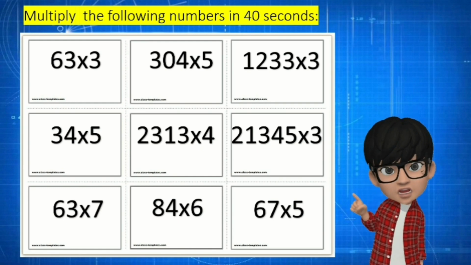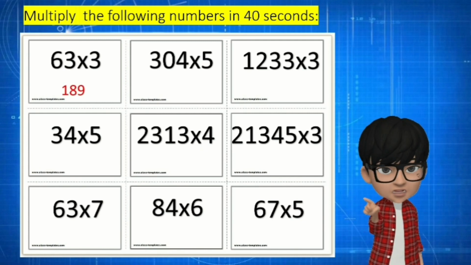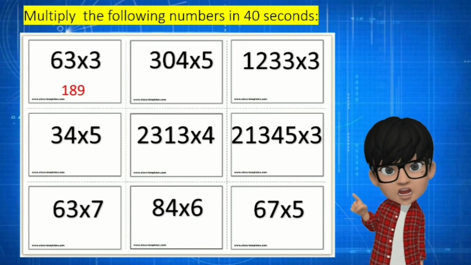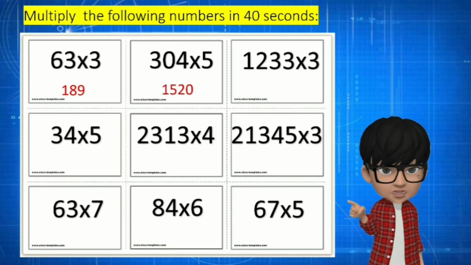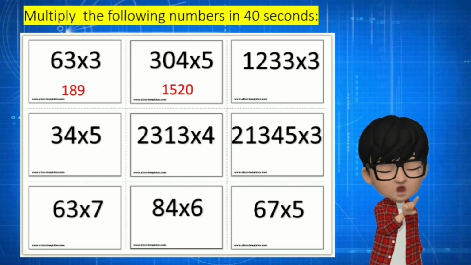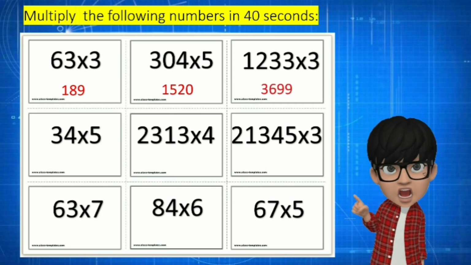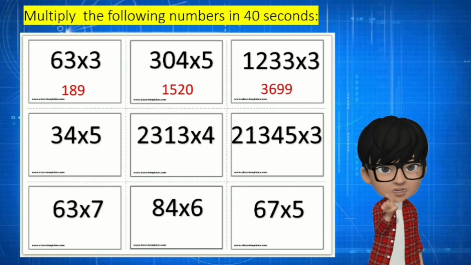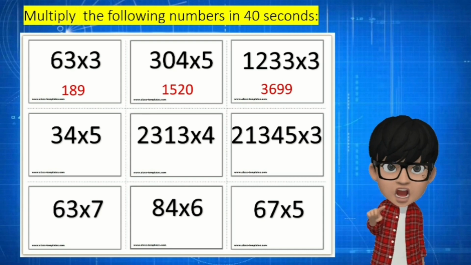For number 1, we have 63 times 3. The product is 189. For number 2, we have 304 times 5. The product is 1,520. For number 3, we have 1,233 times 3. The product is 3,699. For question number 4, we have 34 times 5.